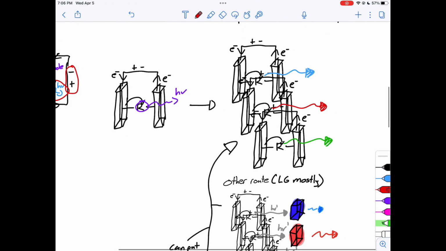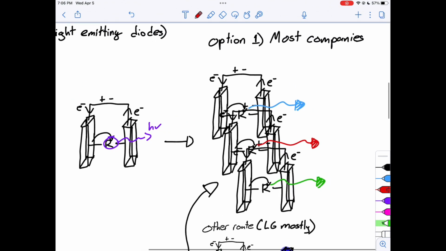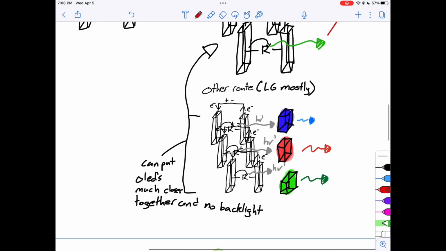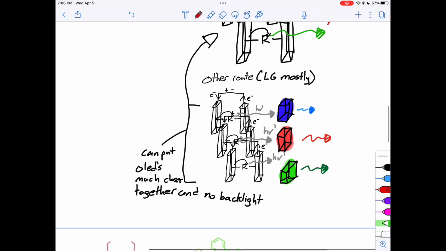So using this principle, we can stack a bunch of these emitters and create sort of option 1 for OLEDs, which is an array of molecules that emit at different wavelengths. So by controlling the voltage, we can control how much blue, red, and green we're getting, and that'll give a pixel that can be seen here. So a combination of all 3 colors.